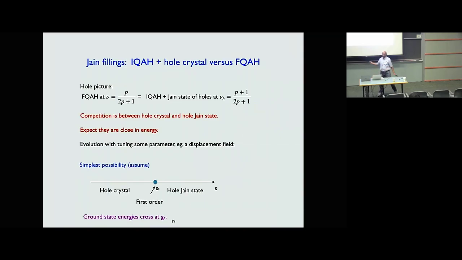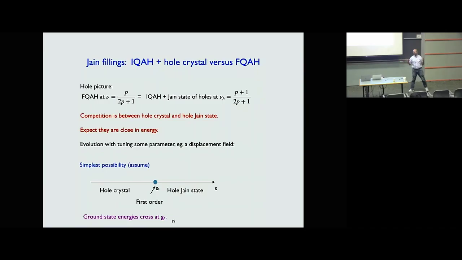So at the Jain fillings, the competition that determines the physics is that between this Hall crystal state and the fractional quantum anomalous Hall state, right? Now in the whole picture, you can regard this fractional quantum anomalous Hall state as an integer quantum Hall state plus a Jain state of holes. So the competition really is between a crystal of holes and a Jain state of holes, right? And we expect that they are very close in energy.